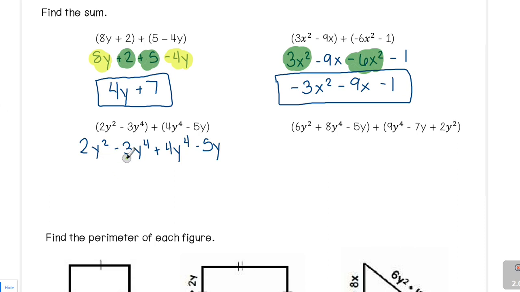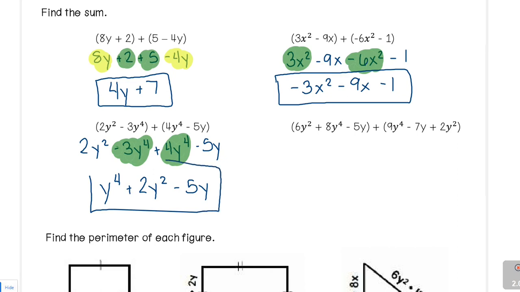Y squared, there's no other y squareds, but we have a y to the fourth and another y to the fourth. So rewrite it. Negative 3 plus 4 gives us a 1, so we can just write y to the fourth. And then we have our y squared and our y. And now when we write these, we want to make sure they are in standard form. So the largest exponent going down.